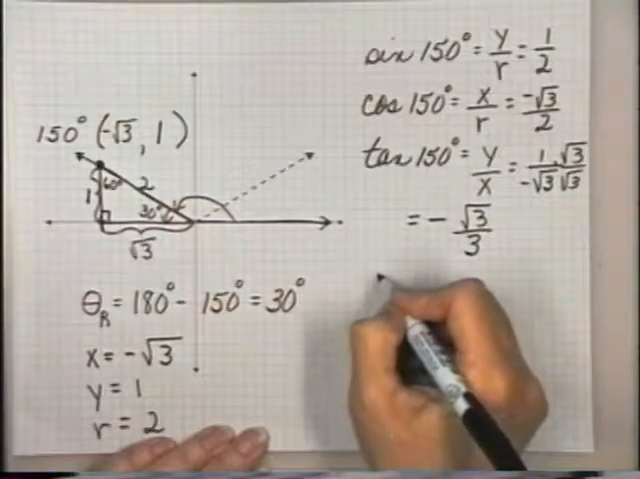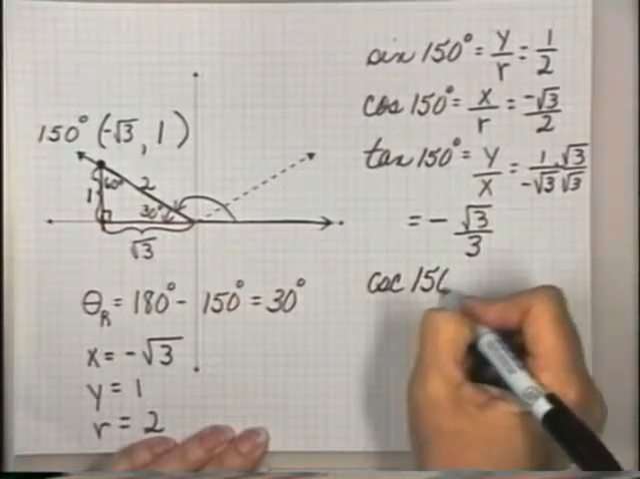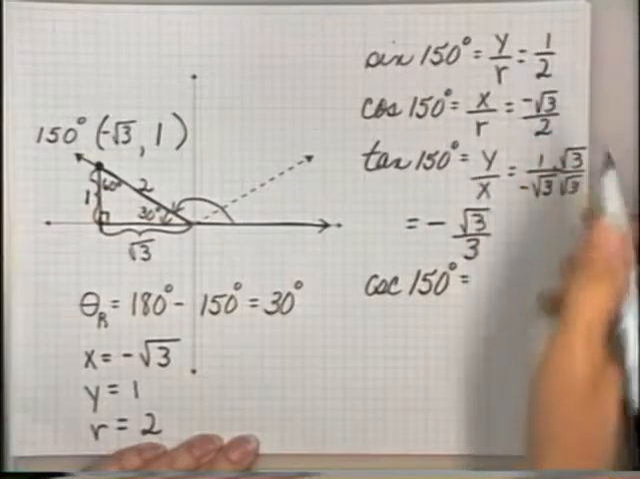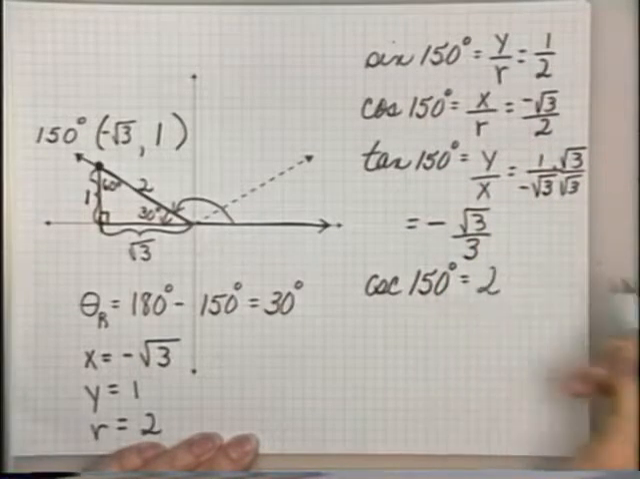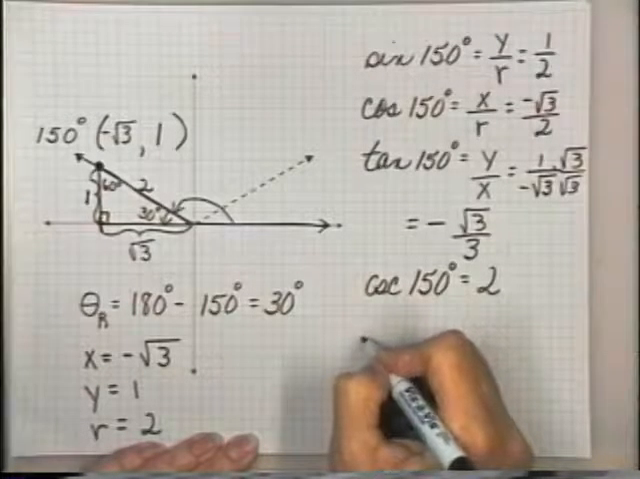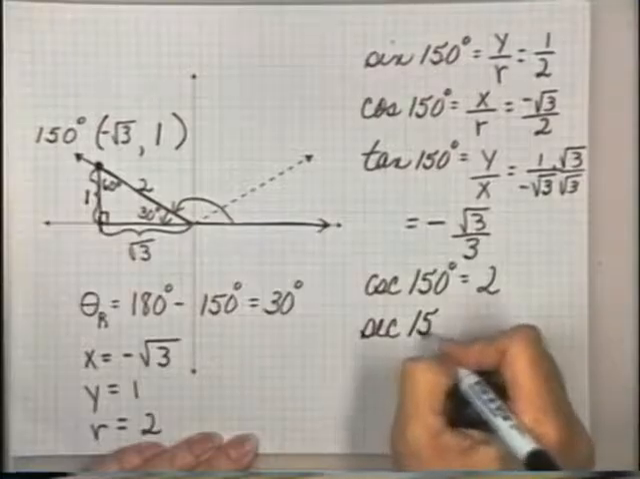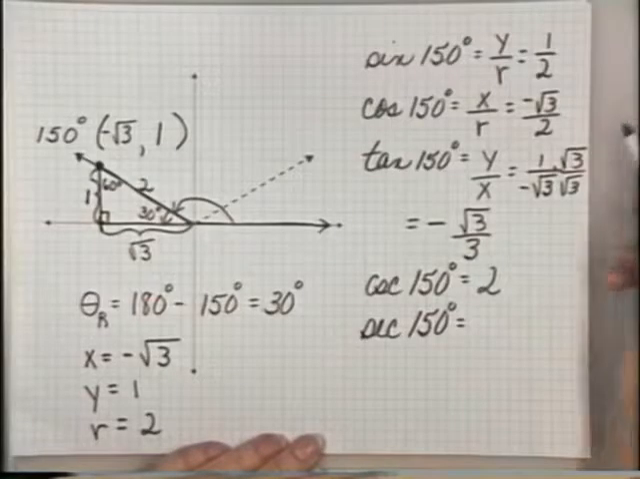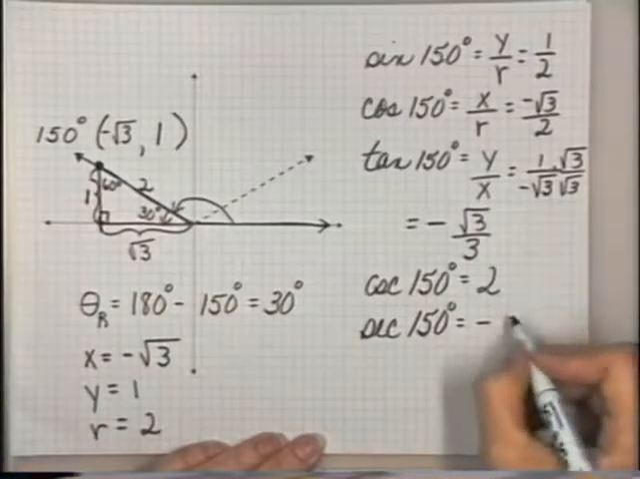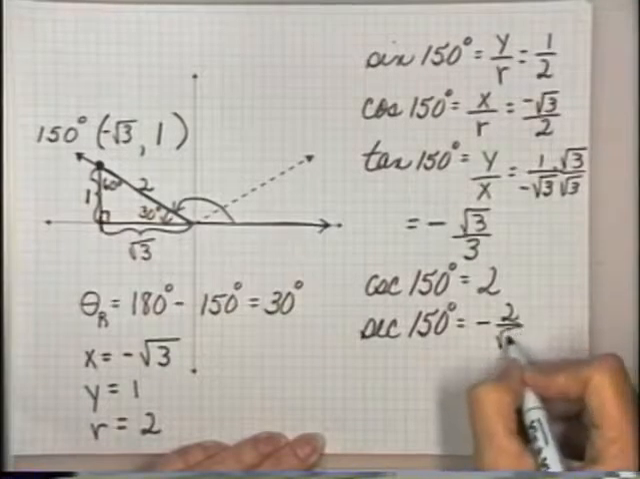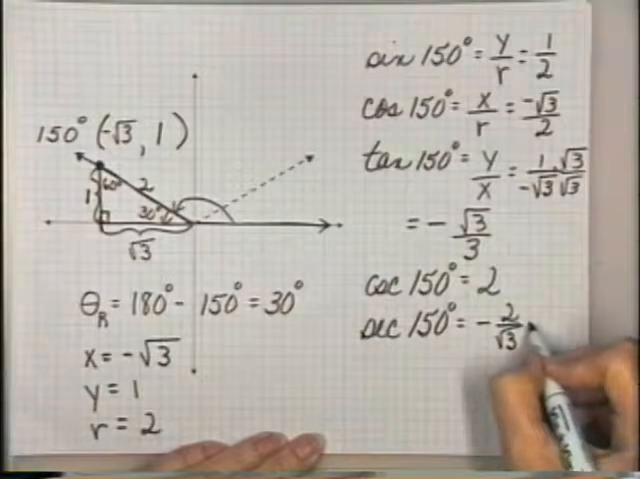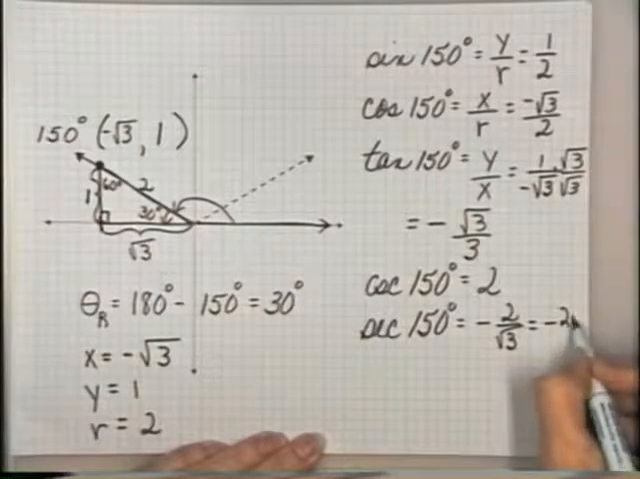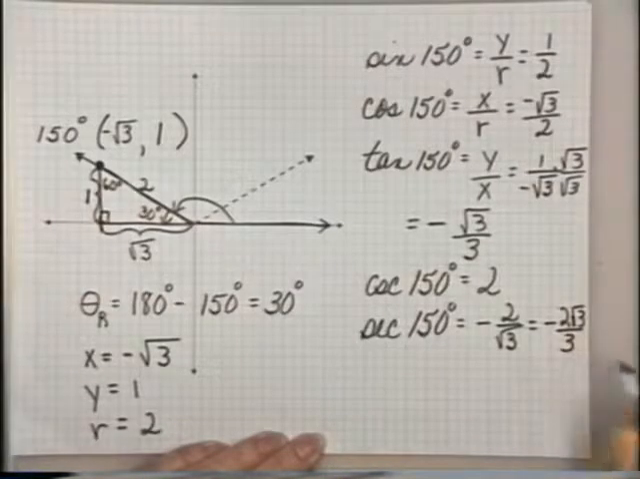Now, let's find the cosecant, and I will use my knowledge of reciprocal relationships. If the sine is 1/2, since the cosecant is the reciprocal, it equals 2. To find the secant of 150 degrees, since it's the reciprocal of the cosine, I'll put my minus out in front. I'll have 2 divided by the square root of 3. And of course, I know when I rationalize, I'll have minus 2 times the square root of 3 divided by 3.